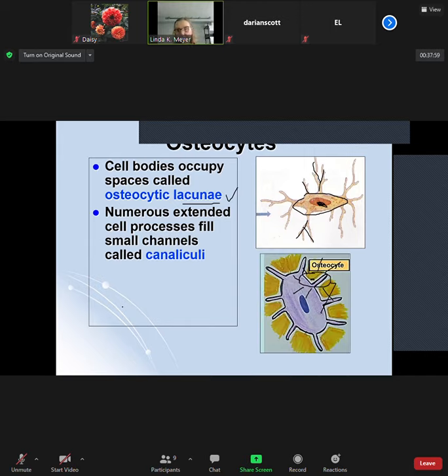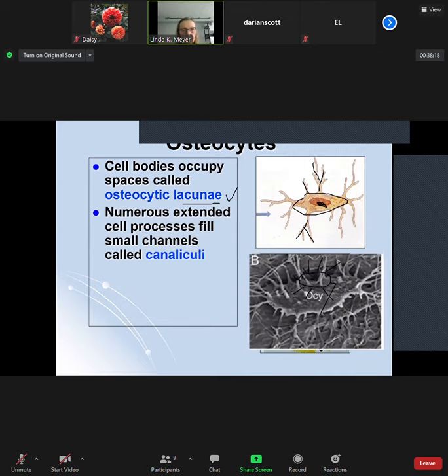So here would be an example of an osteocyte, and the white space it's in is the lacuna, and then where the cell processes are that's not mineralized, those are all the canaliculi. Here's an actual osteocyte under an electron microscope. You can see its cell body, and you can see the numerous cell processes radiating around the cell body.